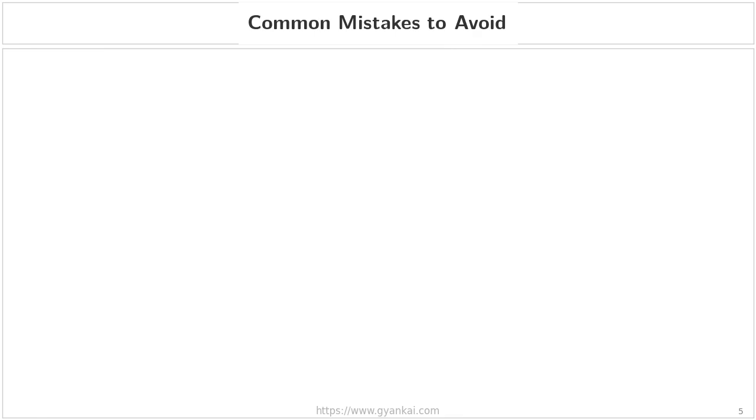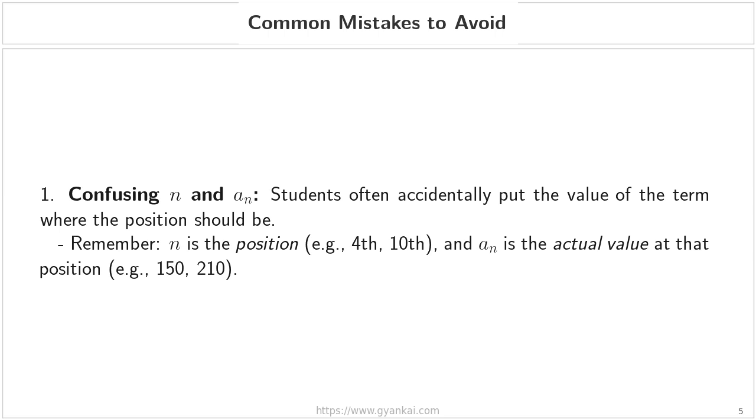Common mistakes to avoid. First, a very frequent mistake is confusing the term position, which we call n, with the actual value of the term, which we call a sub-n. It sounds subtle, but it is crucial. Remember, n is simply the rank or the position in the sequence, for instance, the 4th or the 10th position. On the other hand, a sub-n is the actual number sitting in that position, like the 150 seats we saw in our example. If you swap these two when setting up your equations, your entire calculation will be incorrect.